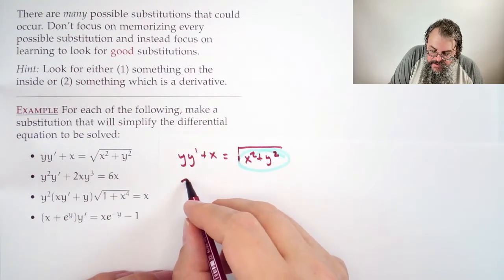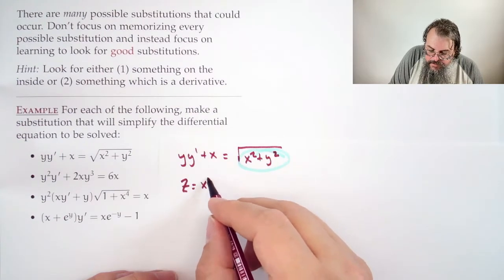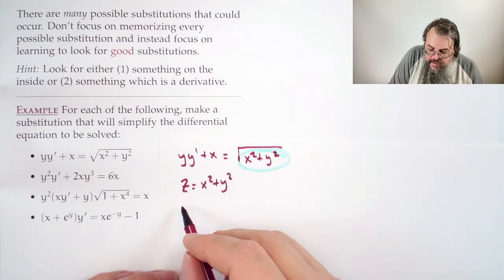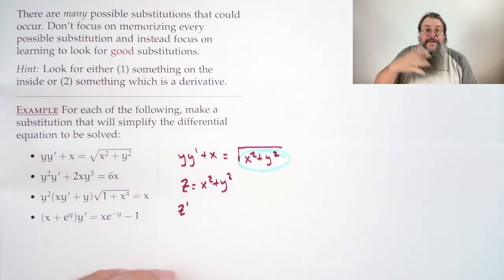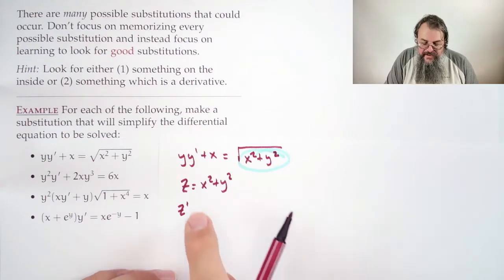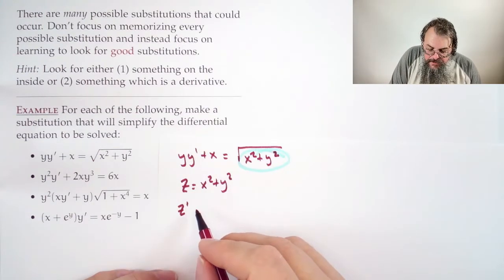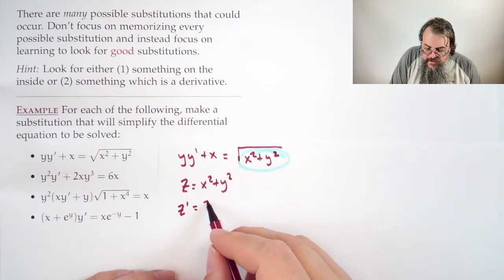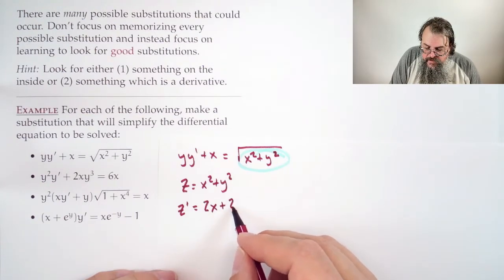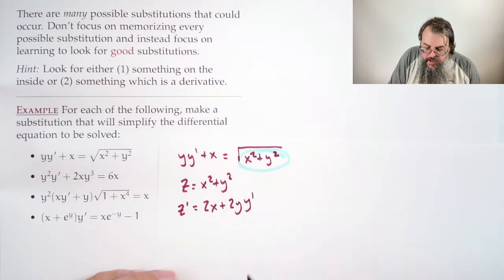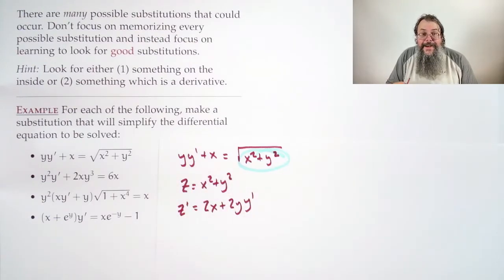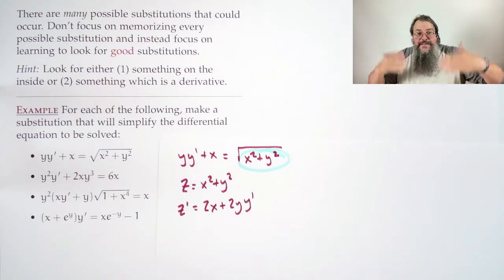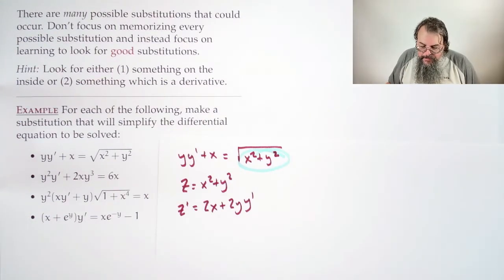Let's let z equal x squared plus y squared, and so then z prime. And we're really thinking of z as being a function of x. y is a function of x, and so z is a function of x. So we're taking the derivative with respect to x. We'd have 2x plus 2y y prime. And whoa, that's almost that side. Yeah, that's the point. There's a substitution where z prime matches up pretty nicely.